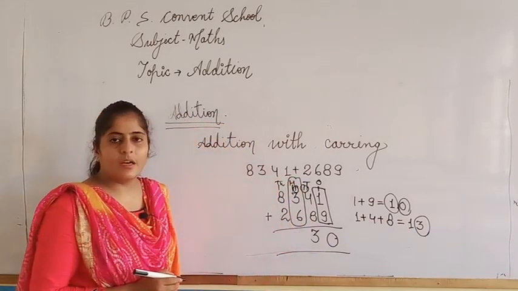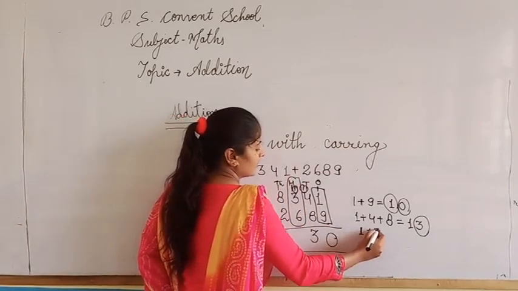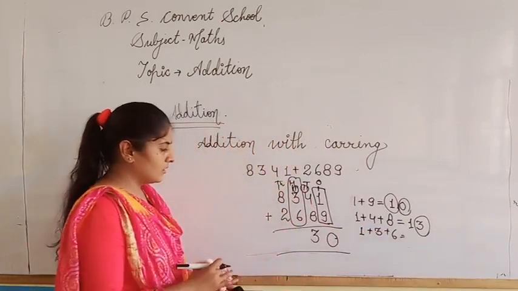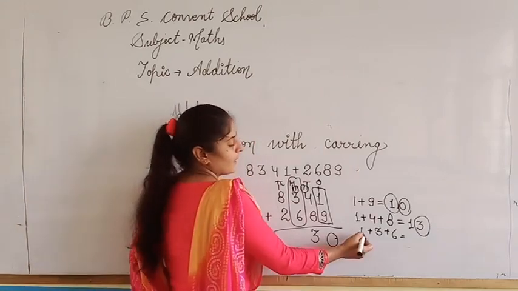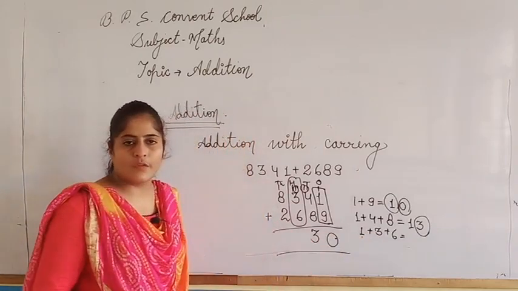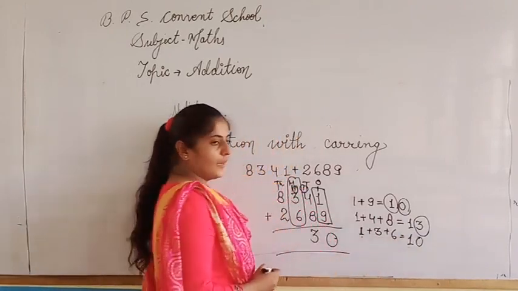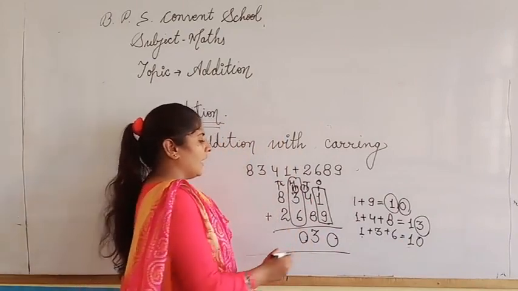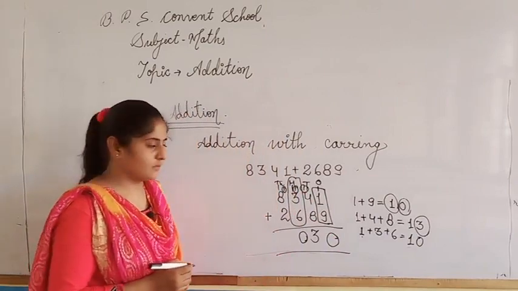Let's take the hundreds place digits. 1 plus 3 plus 6. The sum of these digits: 1 plus 3 is 4, 4 plus 6 is 10. We write 0 and 1 is over the thousands place digit.